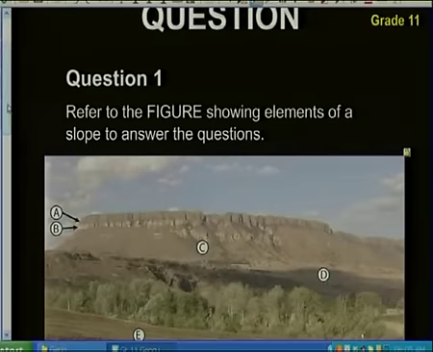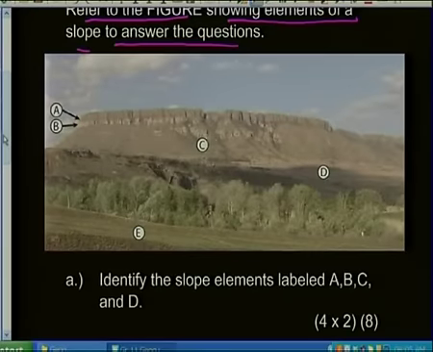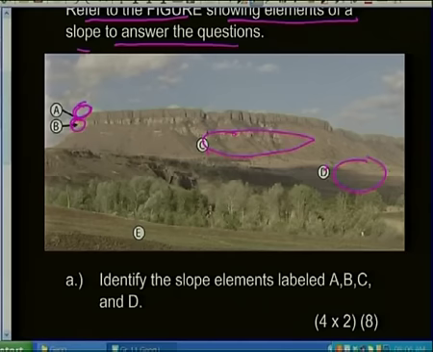Let's look now at an activity that will assist us in understanding slopes. The question says, refer to the figure showing elements of a slope to answer the questions. You will note the following. On your photograph, there are the labels A, B, C, D, as well as E. A, which we can conclude is our crest, followed by the cliff, the talus, as well as the pediment. E, which is a flat surface, is commonly referred to as a plane.